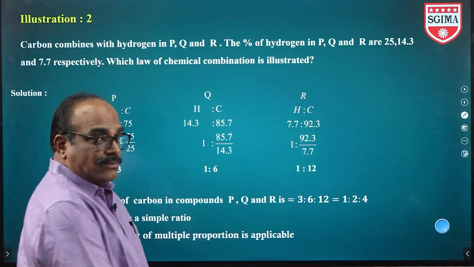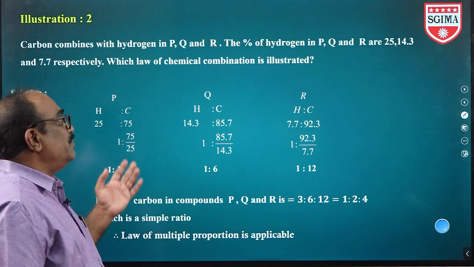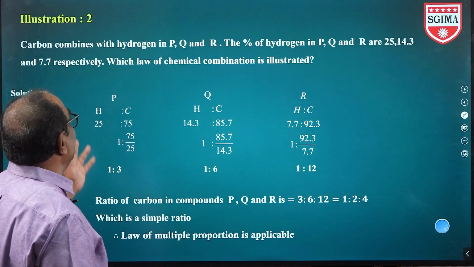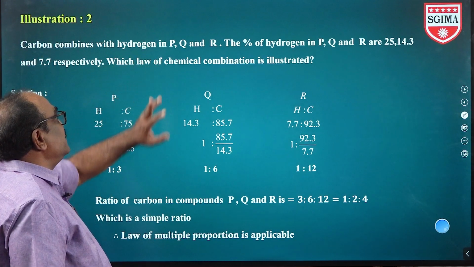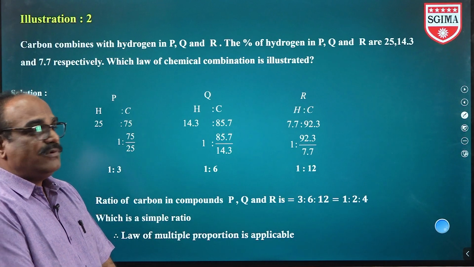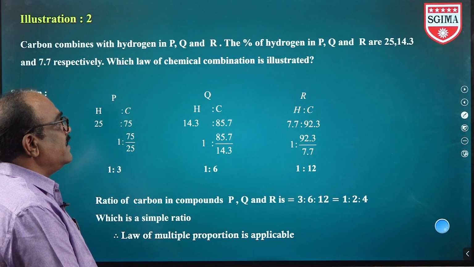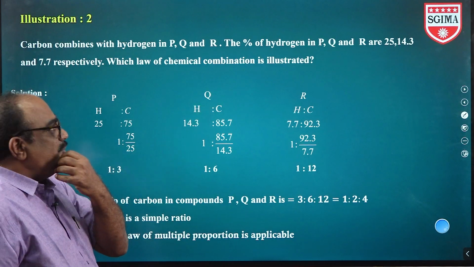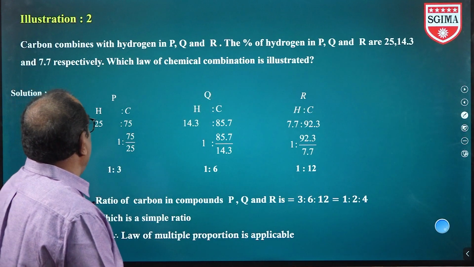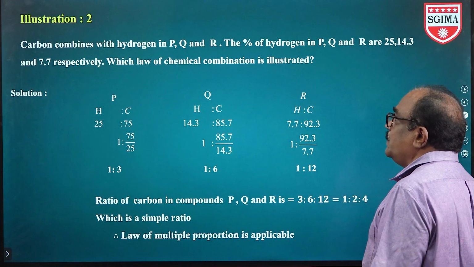Let us look into one more example. A hypothetical compound. Often in the examination, hypothetical or imaginary compounds may also become a discussion. They don't give you the original name of the compound. Carbon combines with hydrogen in P, Q, R, meaning P is one compound, Q is another compound, R is another compound. The percentage of hydrogen in P, Q, R is given. In P, 25%, in Q 14.3%, in R 7.7% of hydrogen is given.